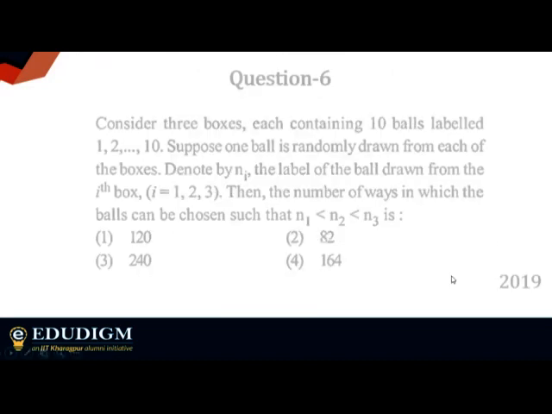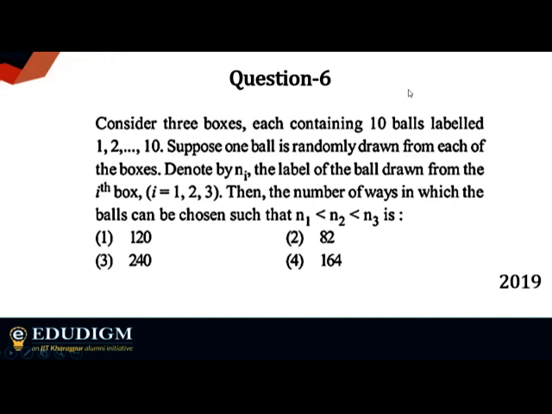All right, this question 6, it is also very simple. You have considered boxes, choosing a ball randomly and denoting that by Ni. So I hope this is clear with you. Let's try this one out.